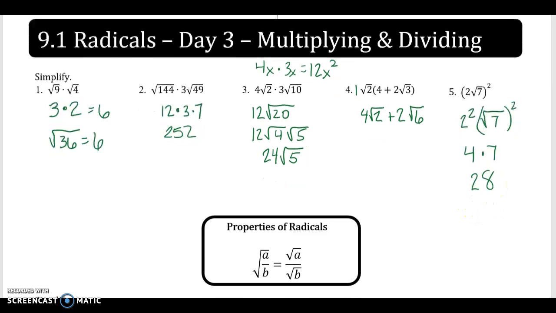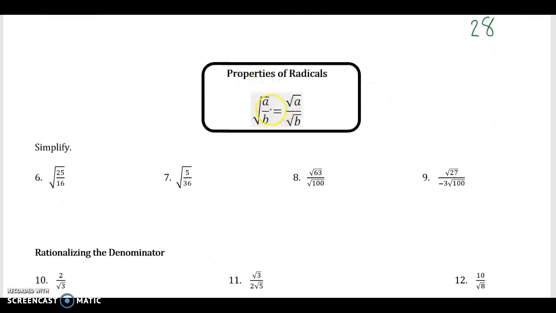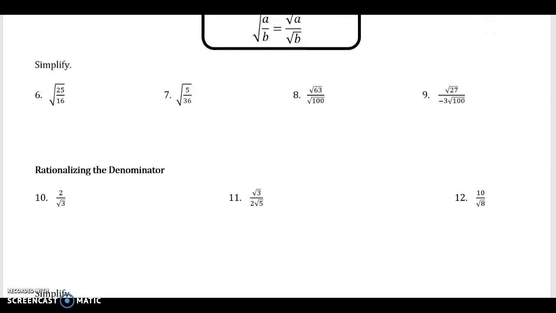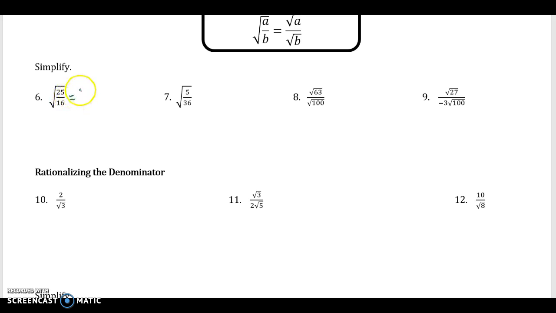Okay, and then moving on down here, properties of radicals. We've talked about this before, how you can divide a square root of a fraction into the square root of the numerator over the square root of the denominator. So this one we could rewrite as the square root of 25 over the square root of 16, which is just then 5 over 4. This one we're going to rewrite as the square root of 5 over the square root of 36. And square root of 5 does not have any perfect square factors, so we leave that. And we have 6 in the denominator.